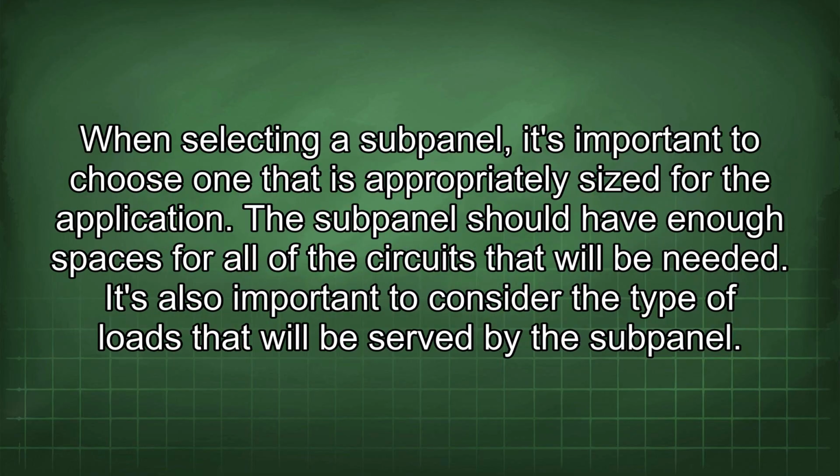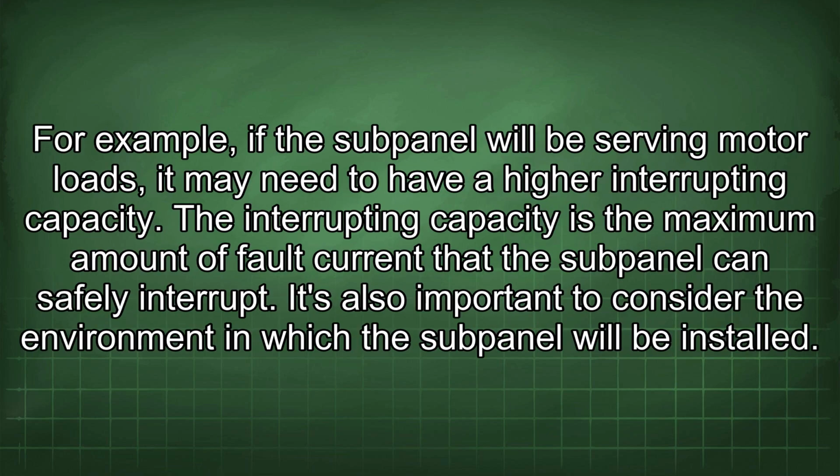When selecting a subpanel, it's important to choose one that is appropriately sized for the application. The subpanel should have enough spaces for all of the circuits that will be needed. It's also important to consider the type of loads that will be served by the subpanel. For example, if the subpanel will be serving motor loads, it may need to have a higher interrupting capacity. The interrupting capacity is the maximum amount of fault current that the subpanel can safely interrupt.